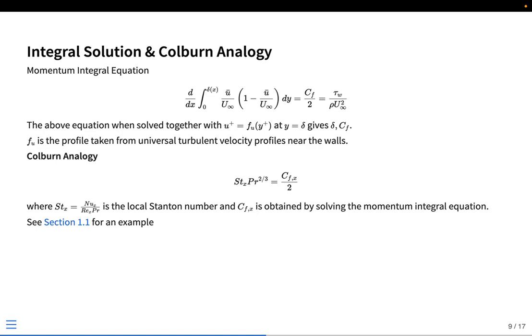Once I have the skin friction coefficient, the next step is to compute the heat transfer, which is given from the Colburn analogy. So we use the skin friction coefficient and Stanton number. So we'll find the Stanton number, which is related with Nusselt number in this particular fashion.